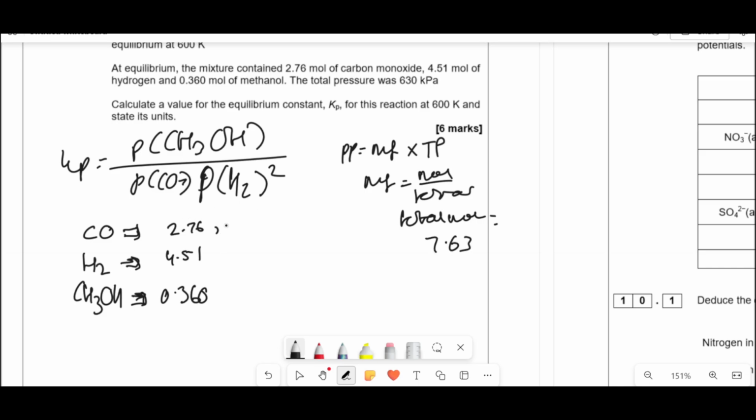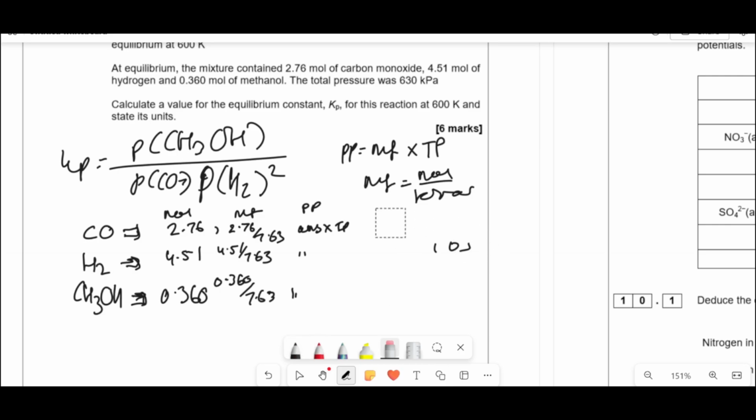So if I write a little table almost, mole fraction, partial pressure. Mole fraction of this is going to be 2.76 divided by 7.63. This one's going to be 4.51 divided by 7.63. And then this is going to be 0.630 over 7.63, right? Then what I want to do is work out the partial pressure, which is mole fraction times the total pressure. So it's this answer times the total pressure for all of them. If I do that, we end up getting the partial pressures for all of these to be 228. This one's going to be 372, and this one's going to be 29.7.